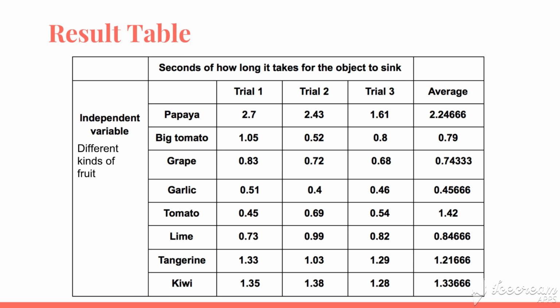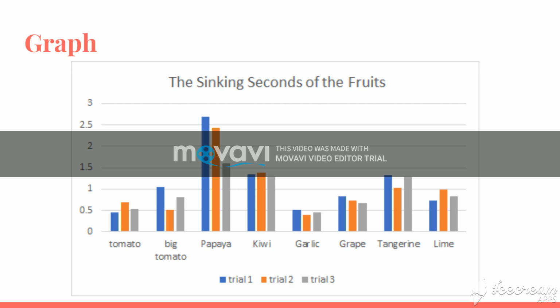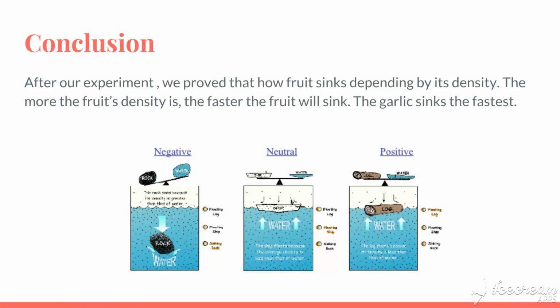Here is the result table. As we can see throughout this graph, the garlic took the fastest time to sink to the bottom of the container, and the papaya took the longest time, which is 2.24666 seconds for its average. And here's another graph. It's a bar graph.